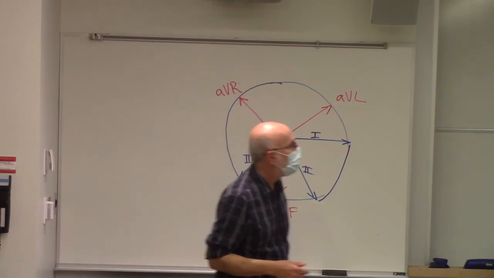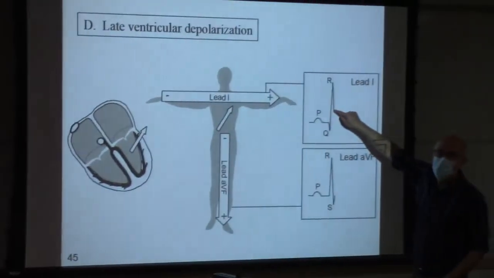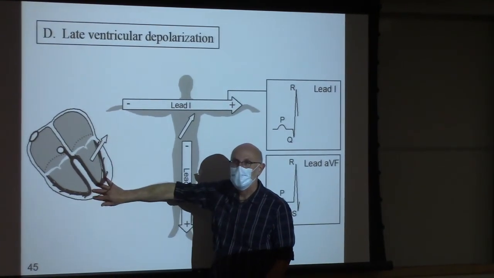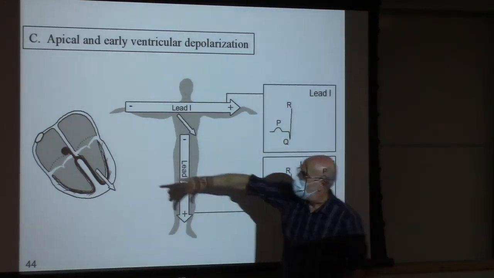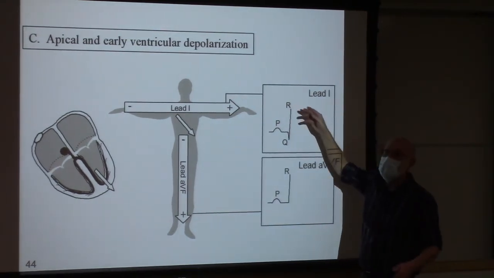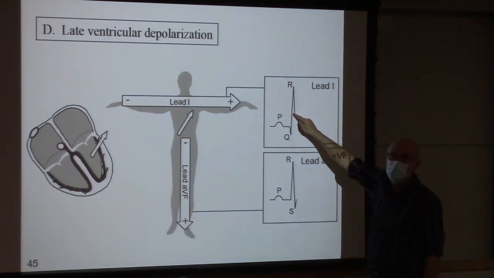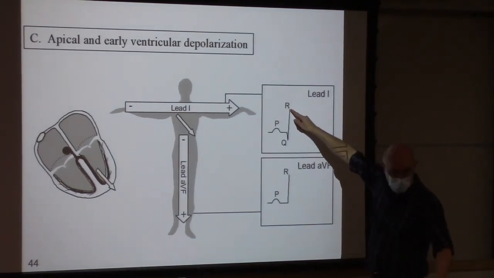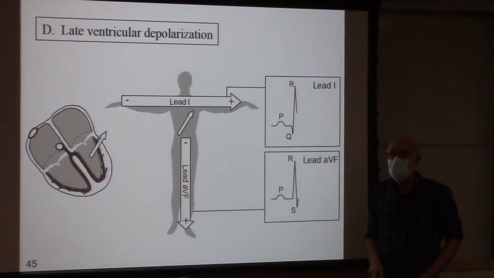Natalie? Lead 1 is positive, and why doesn't it go up? It is still up. But the free wall is smaller than the apex. So the spread of this is a smaller vector than this. And so it is still positive, but it's not as positive. It goes from a big positive to a smaller positive, whereas here, it goes from a positive to an actual negative. Did that answer your question? Yeah.